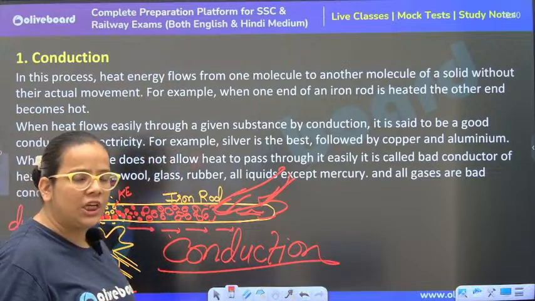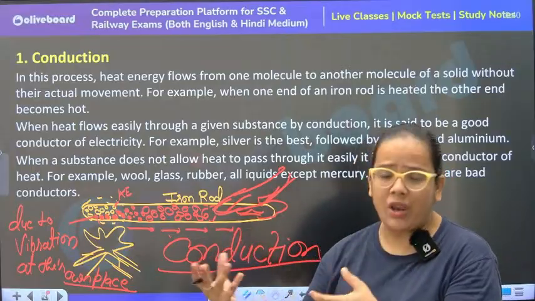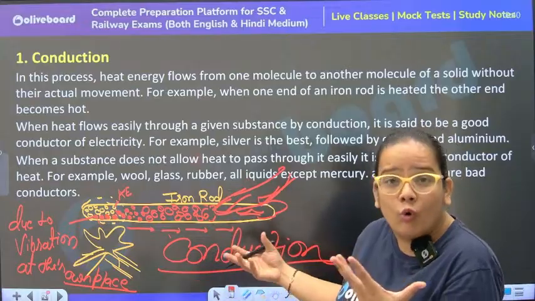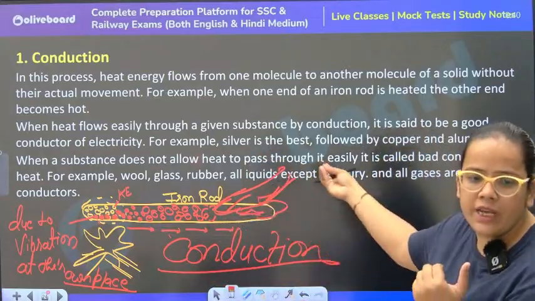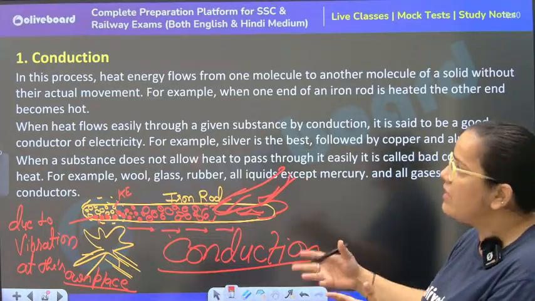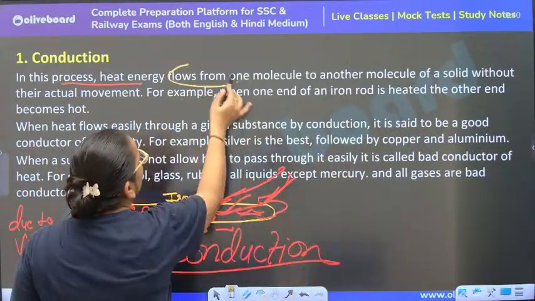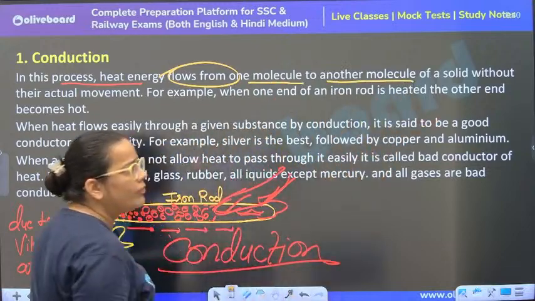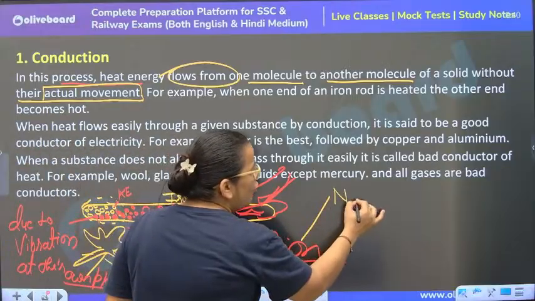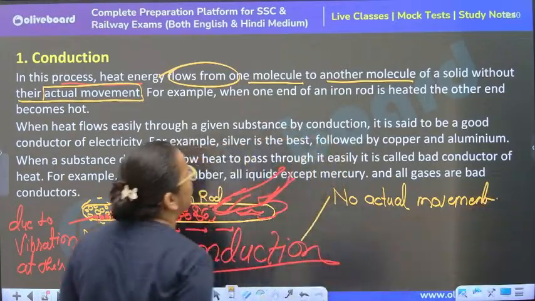So actually in conduction, the particles are just vibrating at their own position, and by a simple push or pull kind of thing, the whole heat energy starts moving from one end to the other end. This is how the transmission occurs, and this type of transmission is termed conduction. See here, in this process, heat energy flows from one molecule to another in a solid without their actual movement. That means in conduction, no actual movement of particles or molecules occurs.